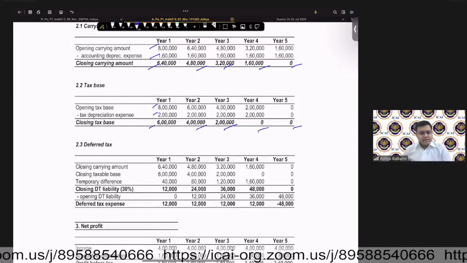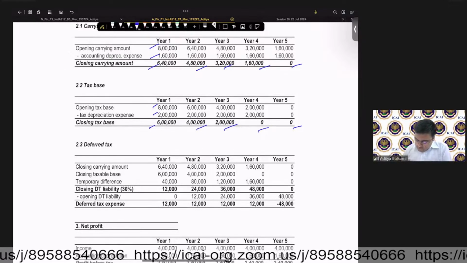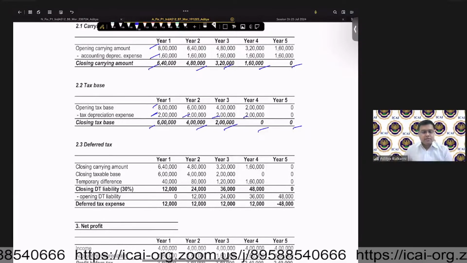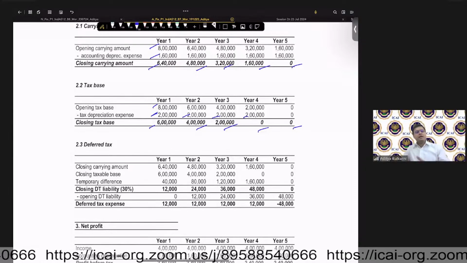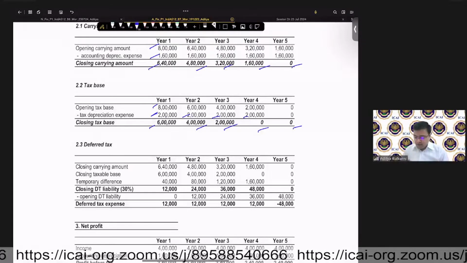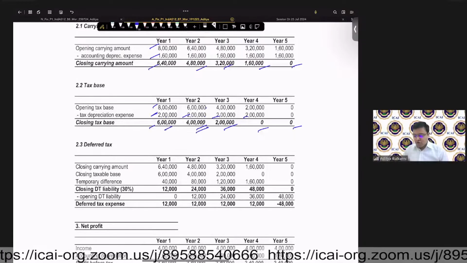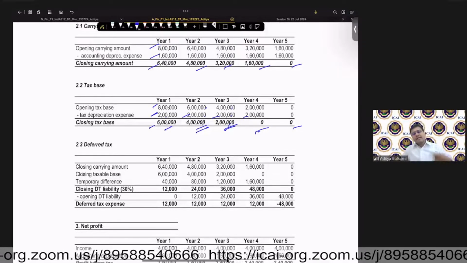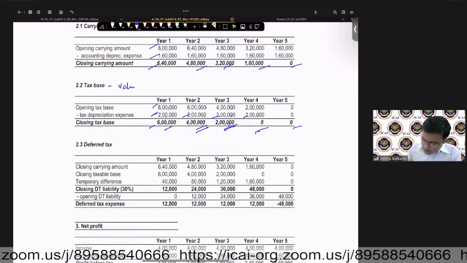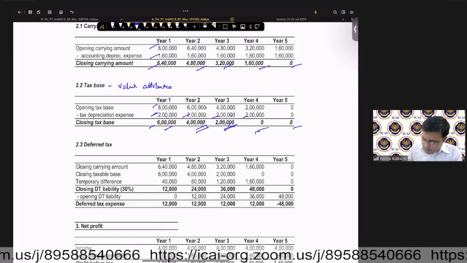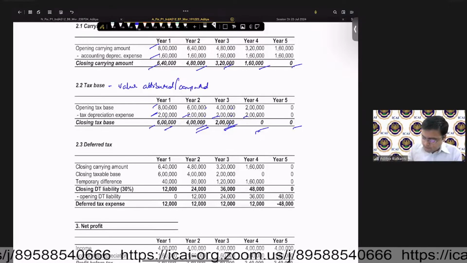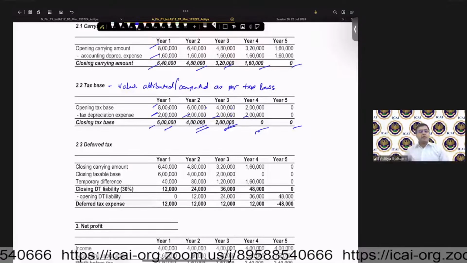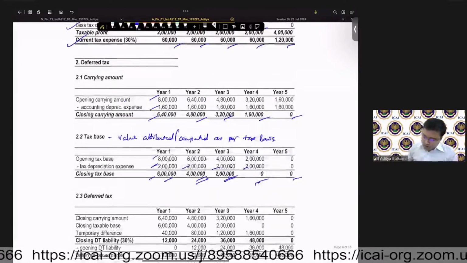Carrying amount और tax base समझ में आ गया? See, for tax purposes, the depreciation is 2 lakhs each. Yes, because 4 years का useful life, 8 by 4, 2 lakhs. So first year, 8 minus 2, 6, 6 minus 2, 4, 4 minus 2, 2, 2 minus 2, 0. Did you understand? So tax base is nothing but value attributed or computed as per tax laws. What is carrying amount?